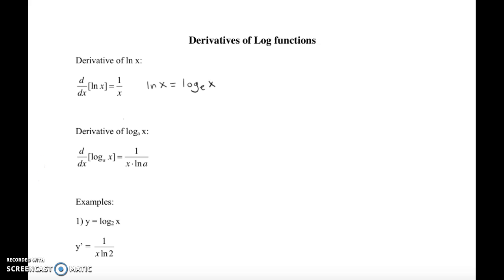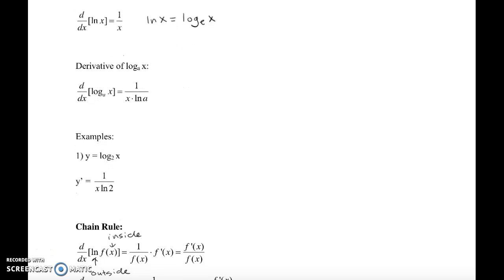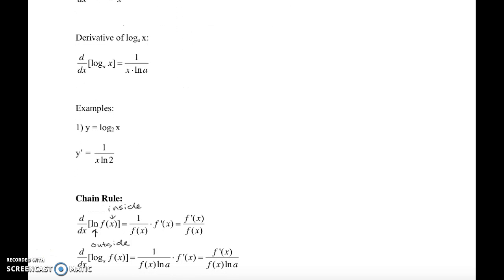So when we go ahead and take the derivative of a log where our base is some value a, some number besides e or 10, of x, it is equal to 1 divided by x times the ln of a. So 1 over the value x of our log times the ln of our base. Let's look at some examples here. So we have y is equal to log base 2 of x. And our derivative of this is going to be 1 over our value x times our ln of our base, which is 2. And sometimes, of course, we need to go ahead and use the chain rule.